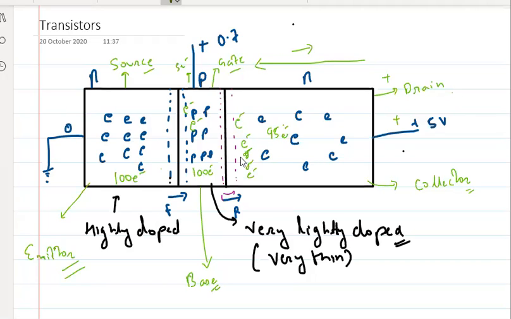We know that if anything is highly doped, the depletion region will be less. Yes or no? Now, if the depletion region is less, the electrons will move really fast. They will just shift from P type to N type. And this movement releases energy. Got it?